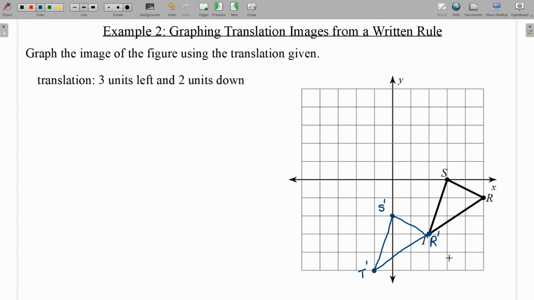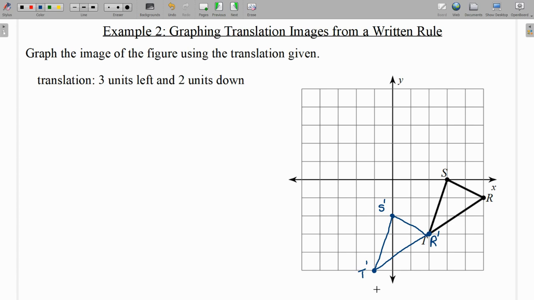Now, this particular example and how I did it is demonstrating that when you have a translation and you move a figure in the coordinate plane, its side dimensions don't change. Okay, they stay exactly the same. The length from S to R is the same as the length from S prime to R prime. The distance of the other 2 sides on the original pre-image is going to be exactly the same length as it is in the image whenever we translate it and move it in a coordinate plane.